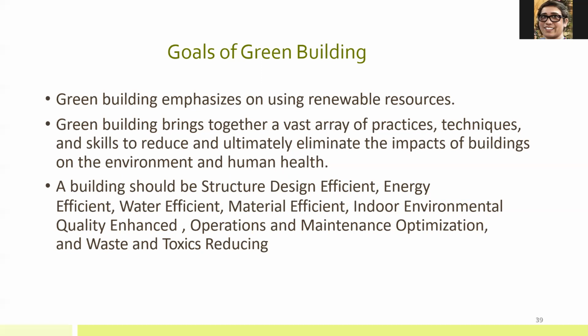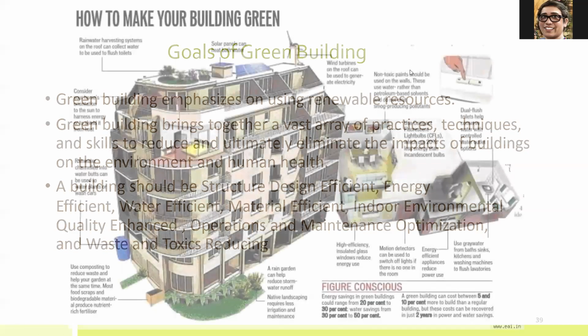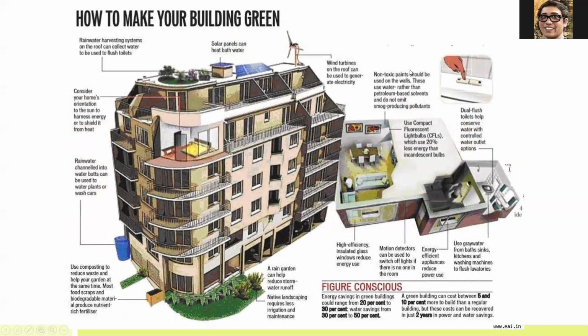A building should be structurally designed efficient, energy efficient, water efficient, material efficient, indoor environmental quality enhanced, operation and maintenance optimized, and waste and toxic reducing. So this is how to make your building green. This is a picture taken from the internet, from www.eia.in, no. So these are the different parts of the building that show what is included in this building so that it can be called a green building, di ba?